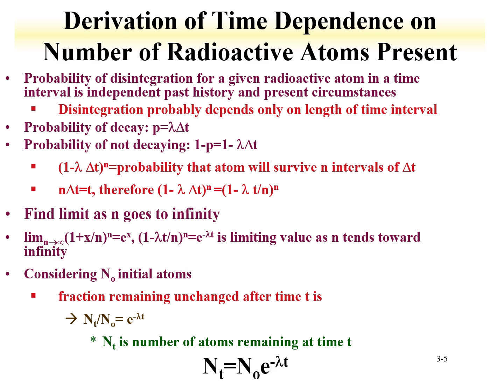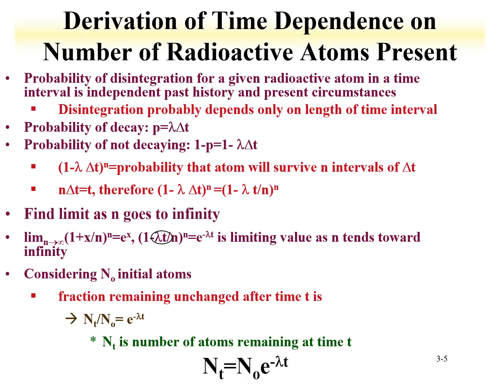Let's take the limit as n goes to infinity. (1 plus x divided by n) to the n is just e to the x. So if we have (1 minus lambda t divided by n) to the n, that equals e to the minus lambda t. This is our limiting value. So this is how we derive one of the fundamental equations to talk about radioactive decay.